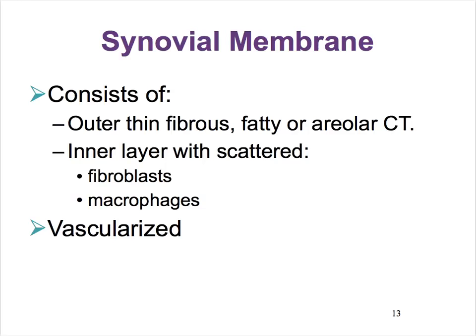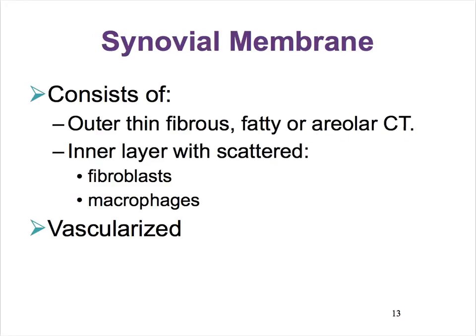So the synovial membrane that we see surrounding the synovial cavity, except where there is the articular cartilage, is a two-layered membrane. And we have an outer layer that has fibers in it. It can be less fibrous, but it definitely has some fibers in it. It can be as delicate as areolar connective tissue.